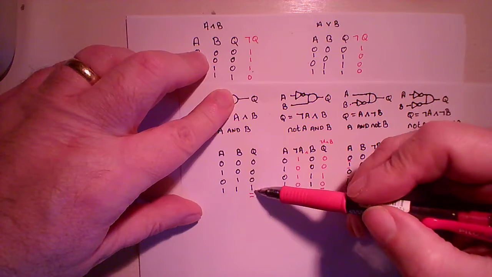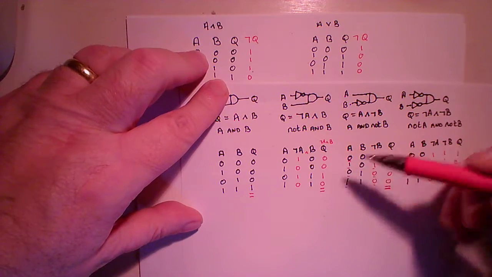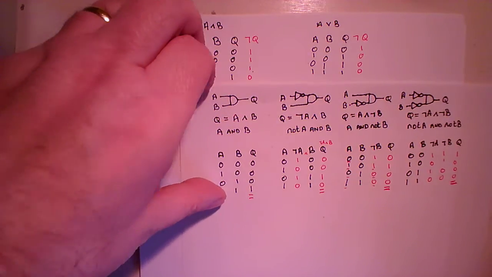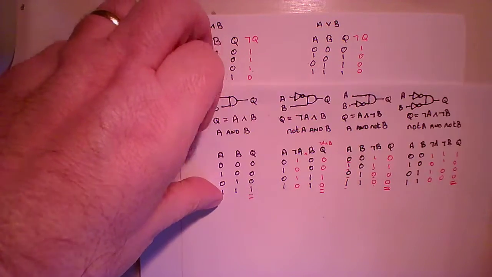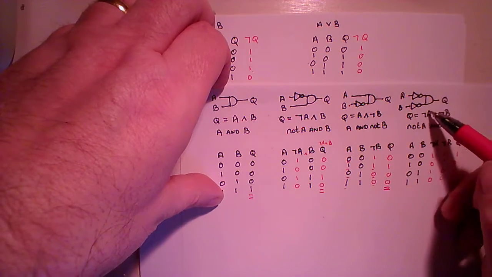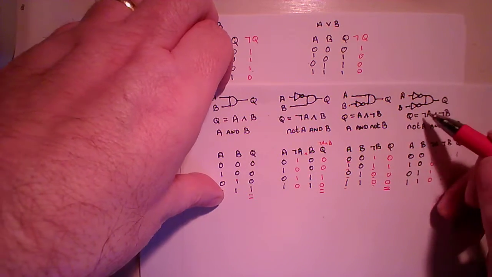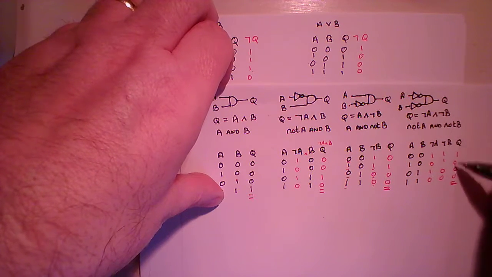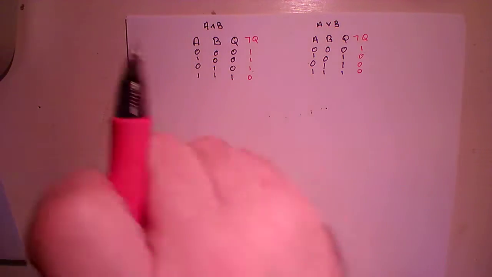1110, it's not there. 1110, it's not there. If we take a look at this one in particular, if I just put the not on the outside and put brackets in, that's not the truth table that I'm getting here. Let's take a look at the OR one.